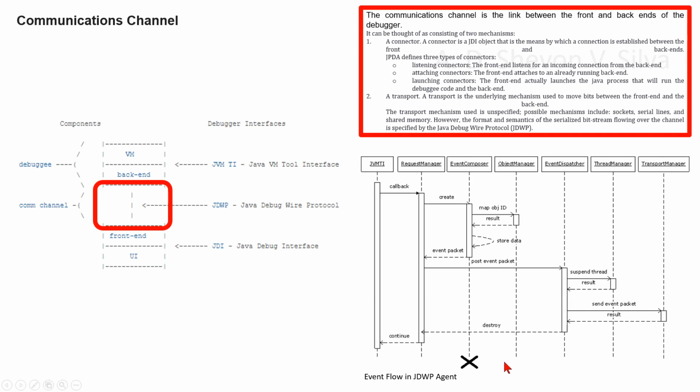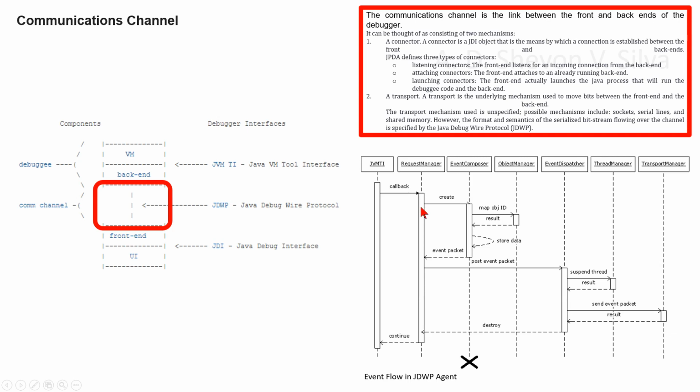Now we are considering event flow in the JDWP agent. Here we describe the typical sequence of an event passing inside the JDWP agent. As shown in this figure, an event passes the following stages. One, the JVM TI callback forwards the raised event to the request manager, which contains the appropriate event handler.